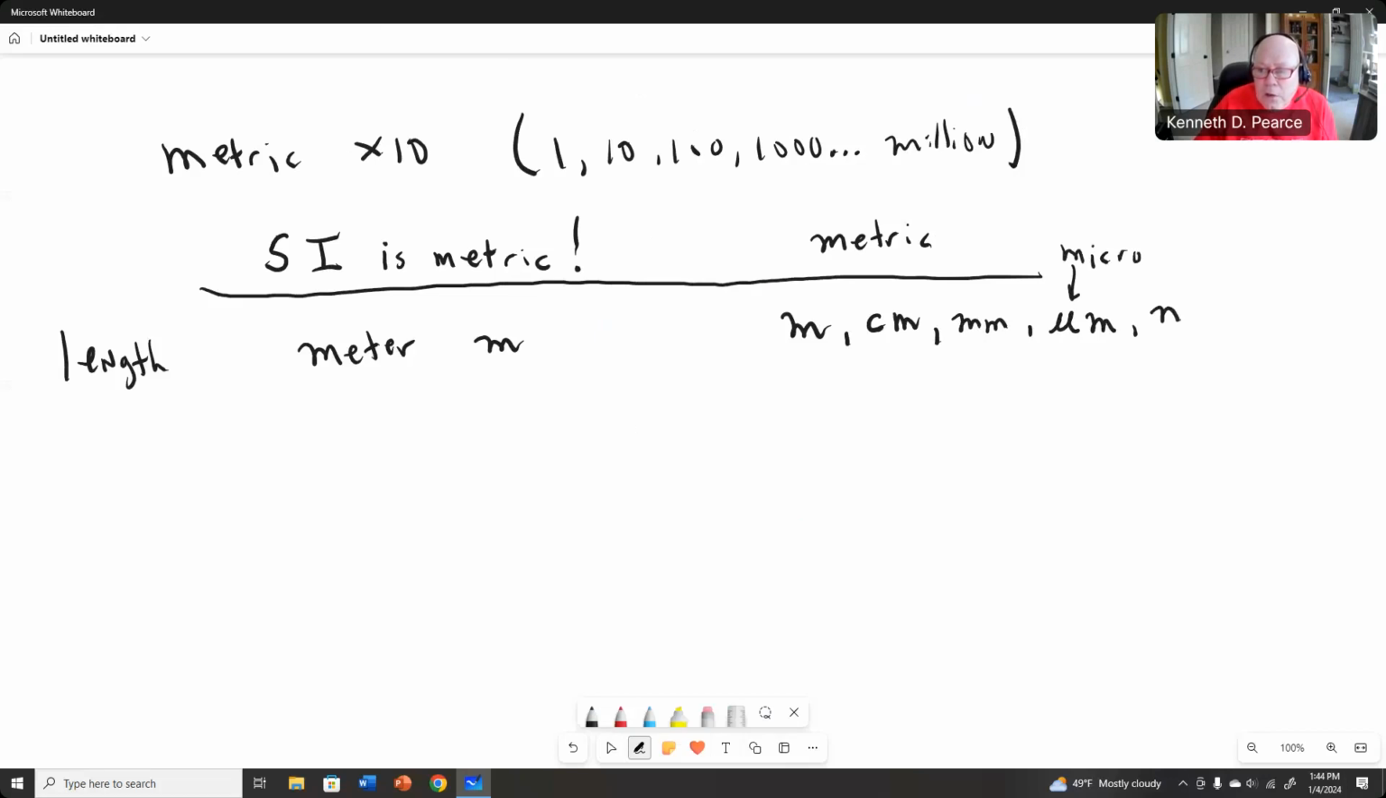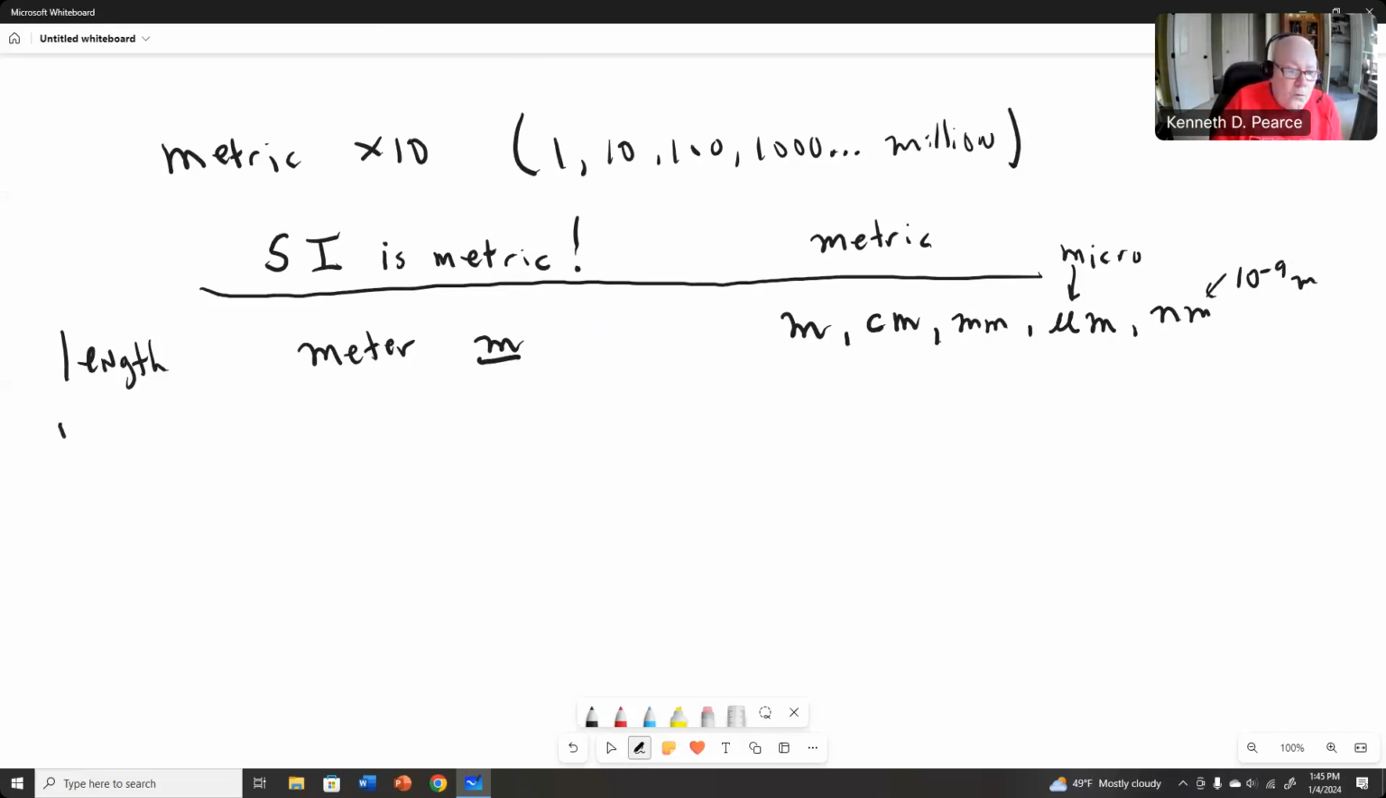And then you start getting down to the subatomic level, and you have what are called nanometers, which is 10 to the minus ninth meters. That's what a nano means. And so of these, the SI unit is meters, but you may be able to use other units that are more convenient. Now, they're still metric. They're just not the SI unit, okay?